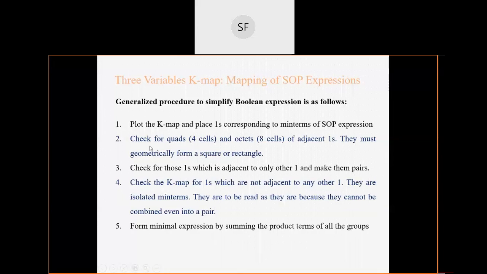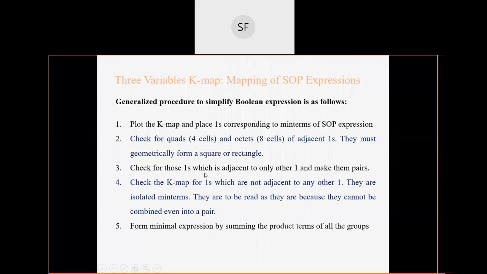Then second point is you have to check for quads. Quads are nothing but 4 cells which are adjacent to each other, and octets are nothing but 8 cells. So you have to observe the K-map, and if you observe that there are 4 cells which have adjacent ones, or all 8 cells have 1, then you have to do the combination. So if 4, we will call it a quad, and if in 8 cells there are ones, then we will call it an octet. But always remember, you require 8 adjacent cells with ones. Okay, right.